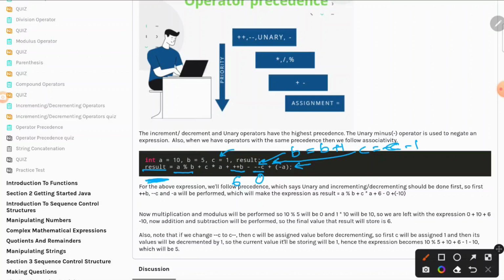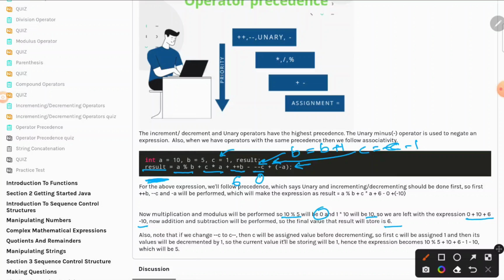The next is modulus, which will evaluate a modulus b, and when you say 10 modulus 5, this will become 0 because the remainder is 0. Similarly, c multiplied by a, which is 1 multiplied by 10, that becomes 10, and ultimately result will become 0 plus 10 plus 6 minus 10, and the final result will be 6.